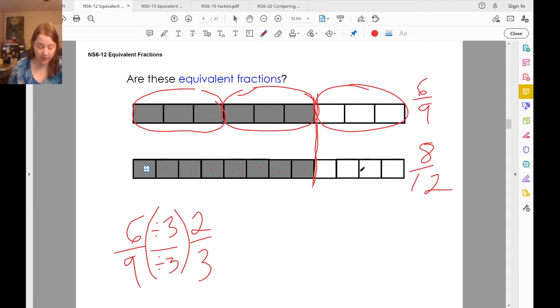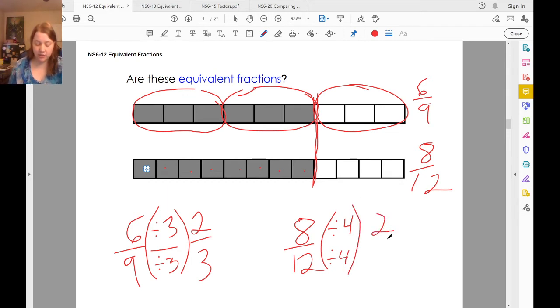Let's take a look over here. This is 8/12. If I simplify 8/12, it should get to the same fraction as 6/9, because I can see by looking at the picture that they are the same. So let's see what I can do to get this. I know that the biggest number that goes into both 8 and 12 is 4. So I'm going to divide by 4 on both the top and the bottom. 8 divided by 4 is 2. 12 divided by 4 is 3.